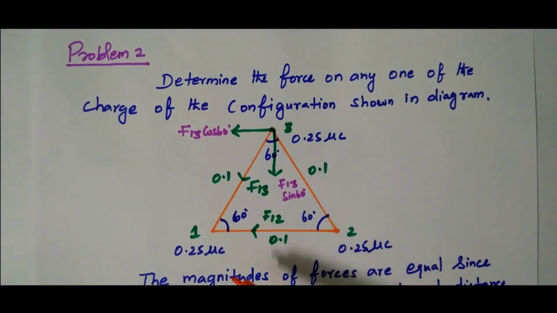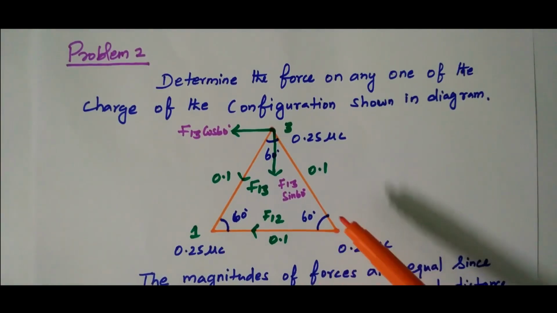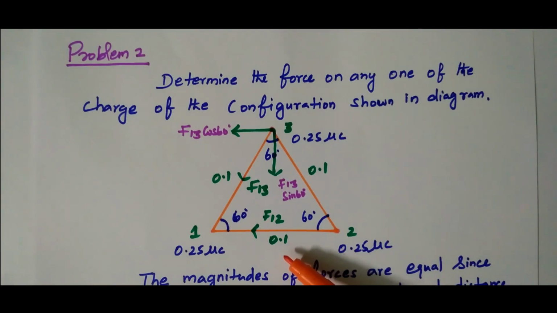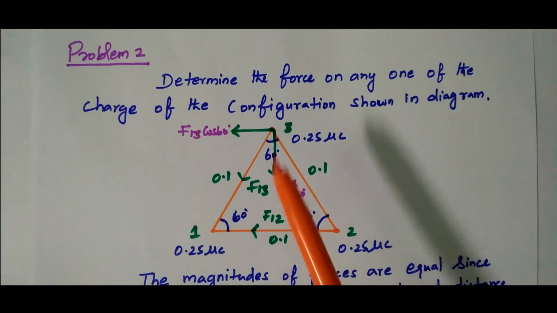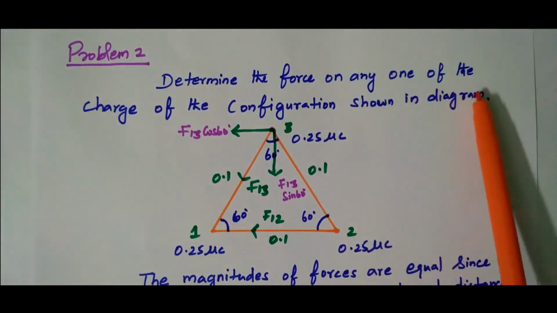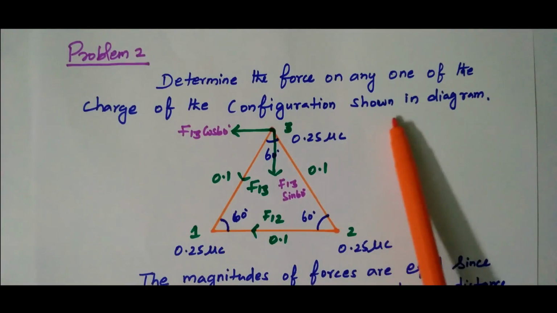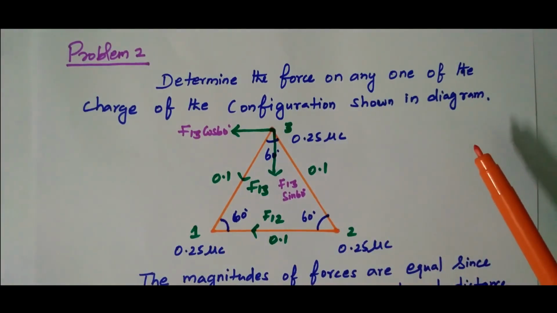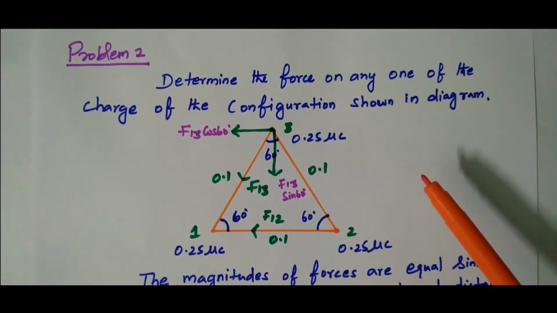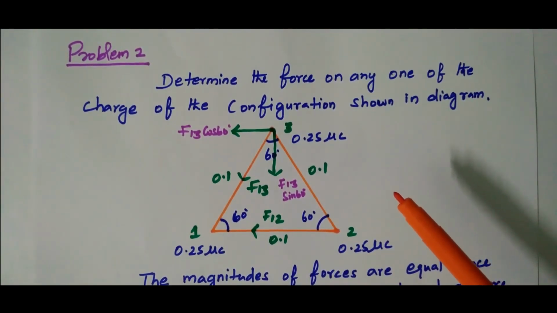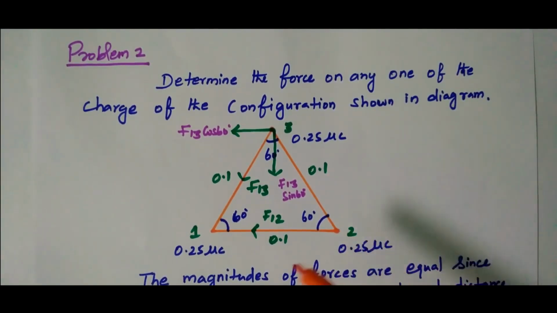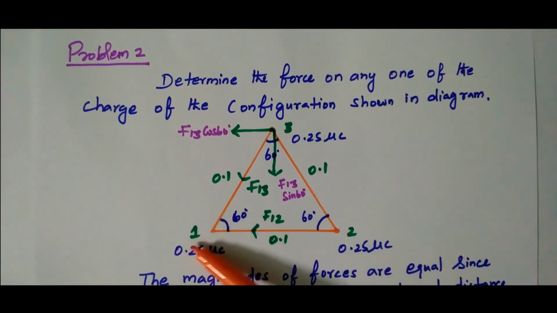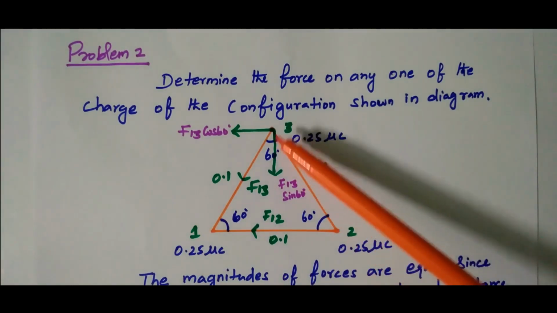Right, at 3 corners of an equilateral triangle, 3 charges are placed. The charge values are equal. The distance is also equal. Due to the equilateral triangle, it is 60 degree. What is the question? Determine the force on any one of the charges of the configuration shown in the diagram. We need to consider one charge. For that, we need to find the force on that charge due to the second and third charge. Okay. We will consider this first charge. We will see what is the force on the first charge due to the second charge and third charge.